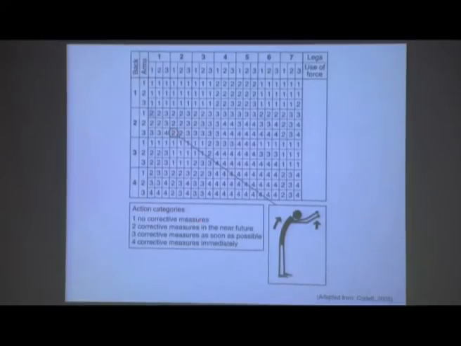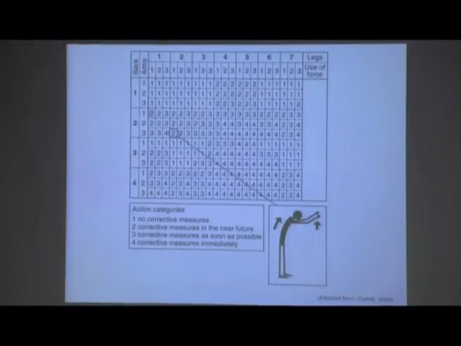So action categories based on this final score are of 4 types. So in the WASH technique, there are 4 action categories for the grand score. So 1, no corrective measures are required. If the grand score is 2, then corrective measure is required in near future. If grand score is 3, then corrective measures are required as soon as possible. Otherwise, if grand score is 4, then corrective measures are required immediately.